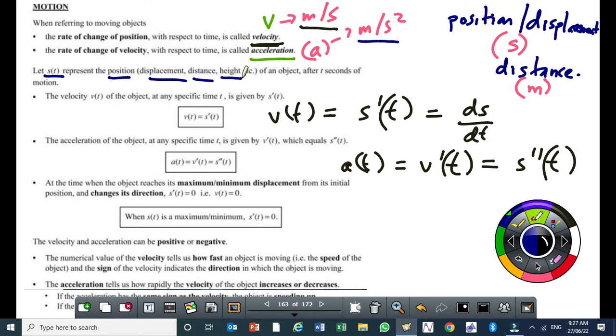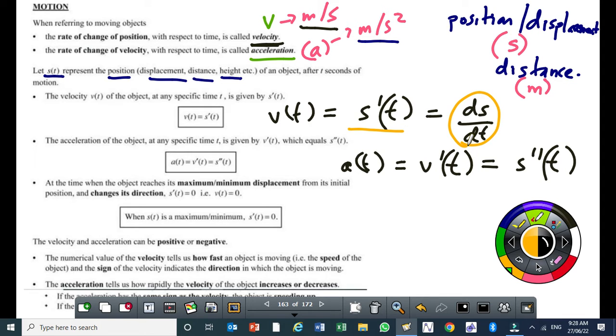Okay? So the velocity of an object at any time t is given by s prime of t. s prime of t is the derivative of the displacement function. And it can also be written as ds over dt. s(t) is the displacement function. Its gradient is velocity. Its derivative is velocity. So v(t) is the same as s prime of t, also equal to ds over dt.